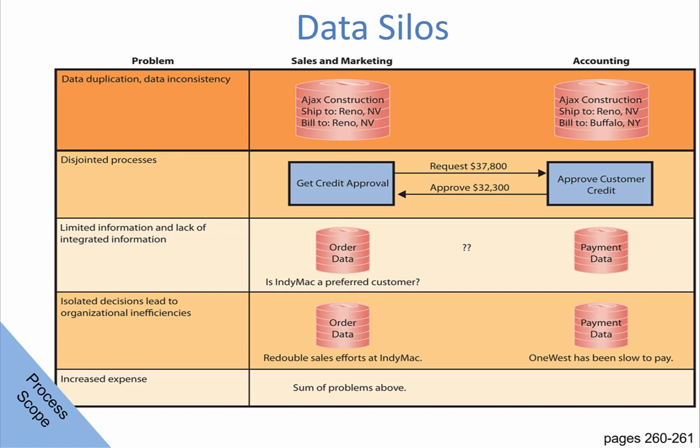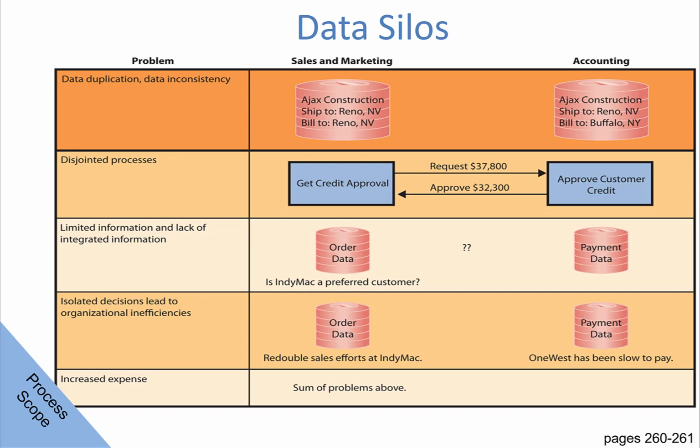And the accounting department, on the other hand, might know that they're behind on their payments, or that even the company acquiring them, One West, has been slow on paying. And so marketing may be giving incentives for them to purchase, while at the same time accounting would not want to extend credit to the company.